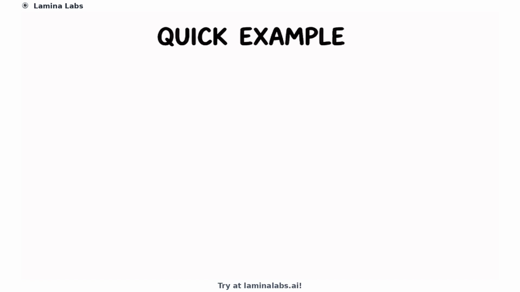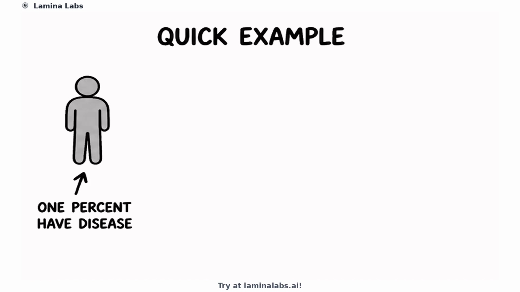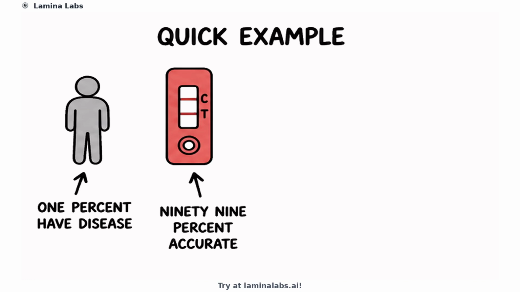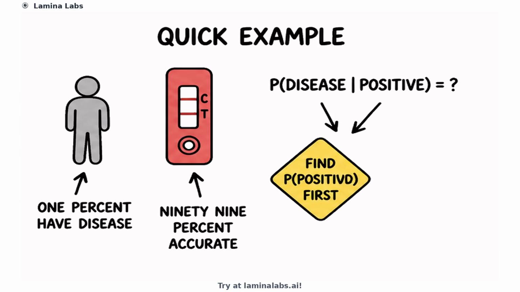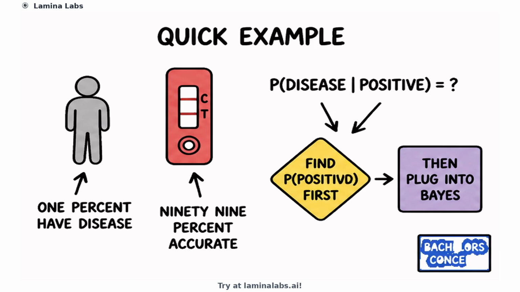Let's try a quick example. 1% of people have a disease. A test is 99% accurate. If you test positive, what is the probability you actually have the disease? Use the law of total probability to find P of positive, then plug into Bayes.